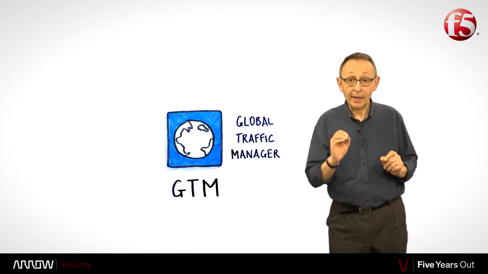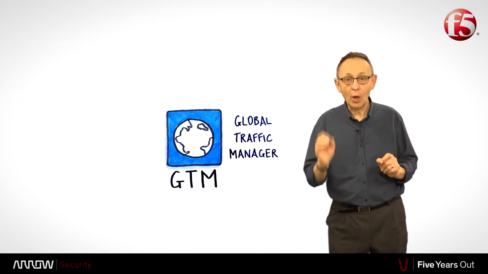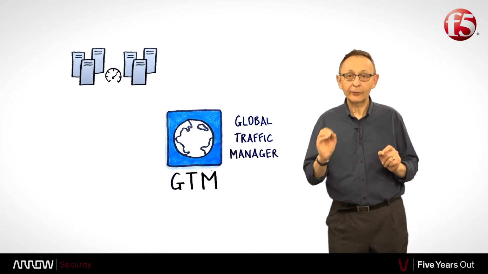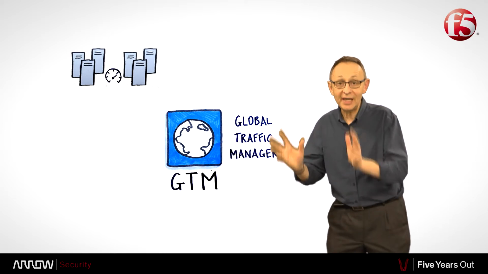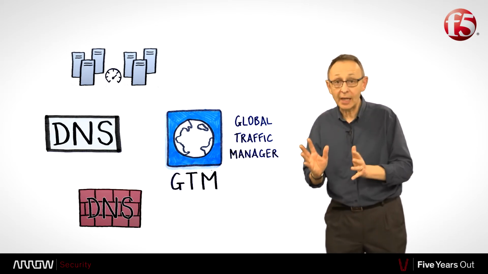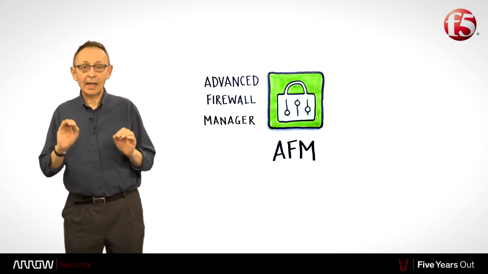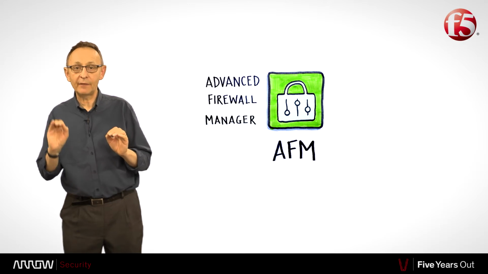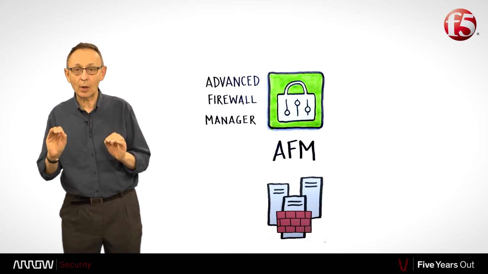The Global Traffic Manager, in contrast, is a global load balancer. It allows us to load balance between different data centers. And it's also a full DNS and DNS firewall. The Advanced Firewall Manager allows the F5 Big IP to become a fully featured data center firewall.